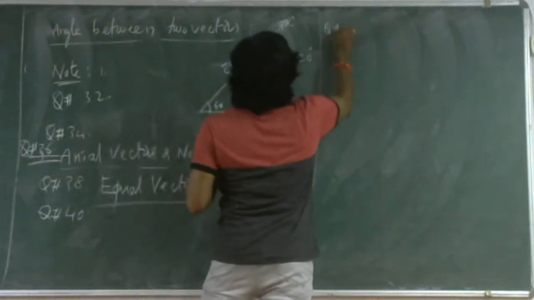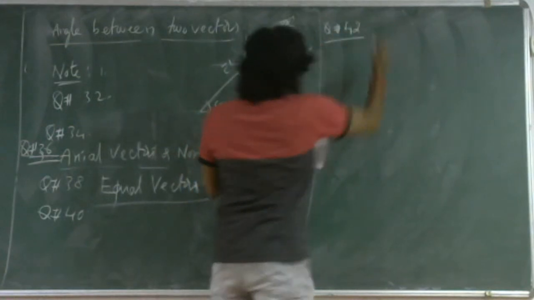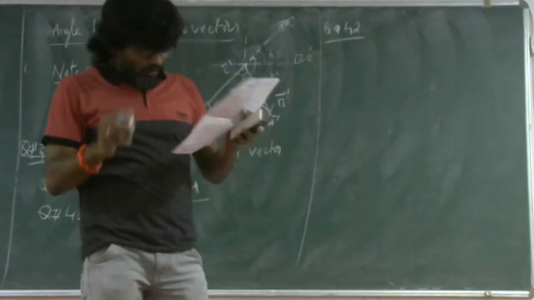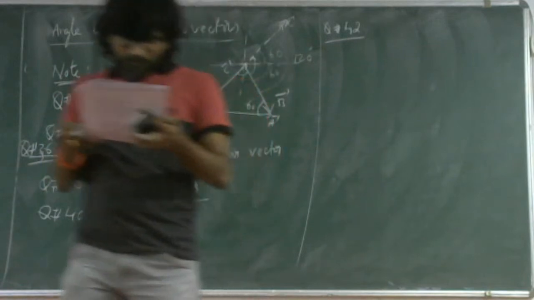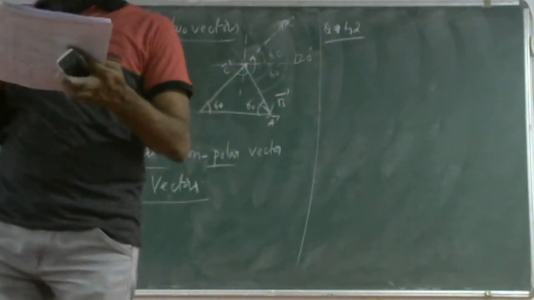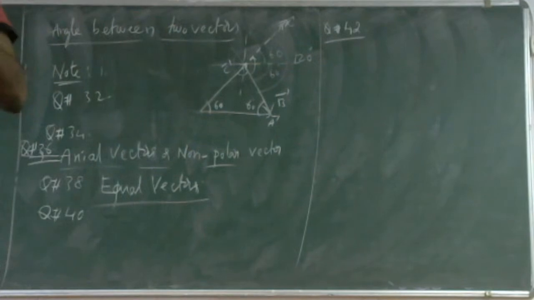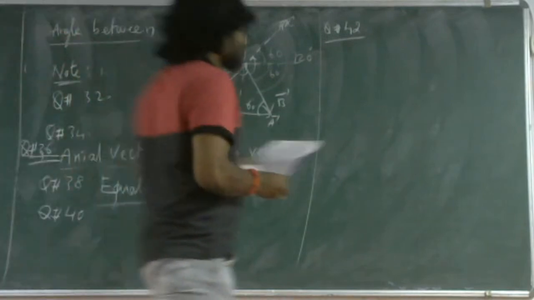Question number 42. The question is, choose the correct statement. The first option says, all parallel vectors are equal vectors. Second option, all equal vectors are parallel vectors. Third option, all anti-parallel vectors are negative vectors. Fourth option, all parallel vectors are negative vectors. How can you choose this?